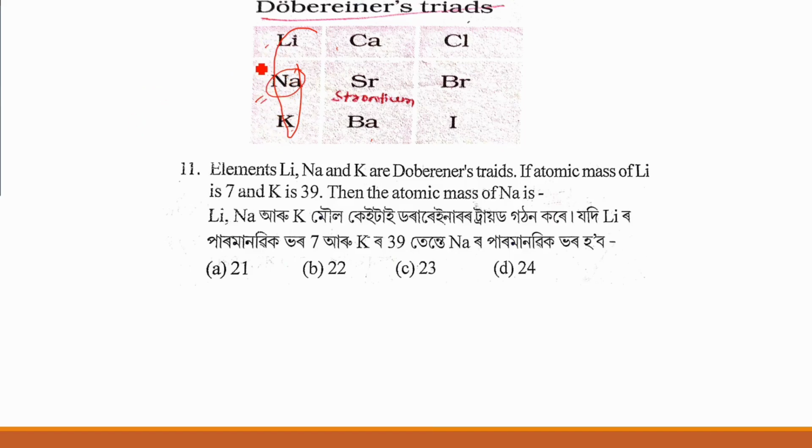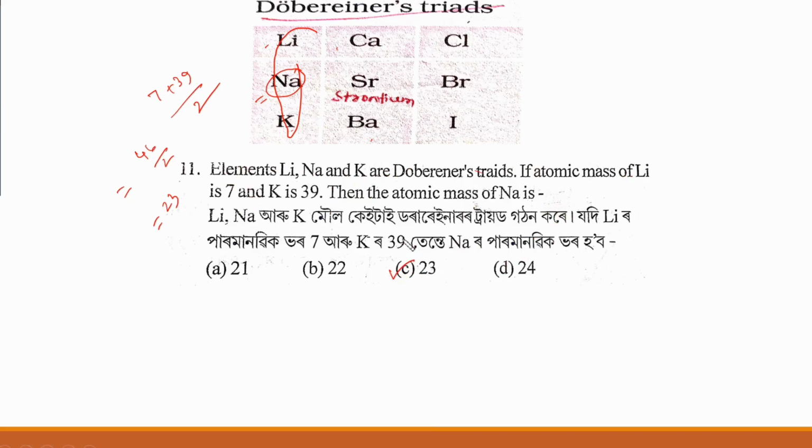That means, if the atomic mass of lithium is 7 and potassium is 39, then 7 plus 39 divided by 2. 7 plus 39 will be 46, divided by 2. So the answer will be 23. Our correct answer will be 23.